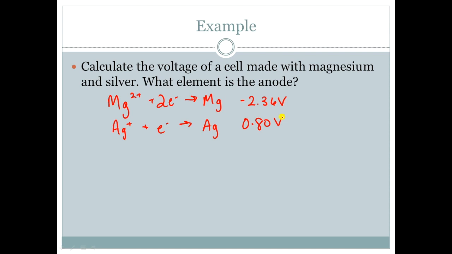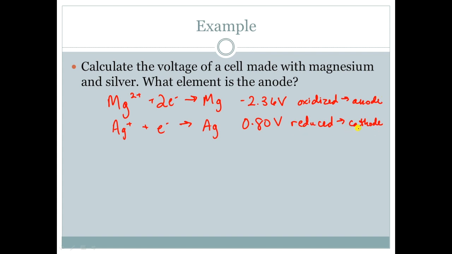We said our more positive number, that's what's going to be reduced. That's what's actually going to follow what it says. So our silver is what's getting reduced. So that is the cathode in this battery. Our magnesium's more negative, so that's going to be oxidized, which makes it our anode. One way to remember that, the vowels stay together, the consonants stay together.